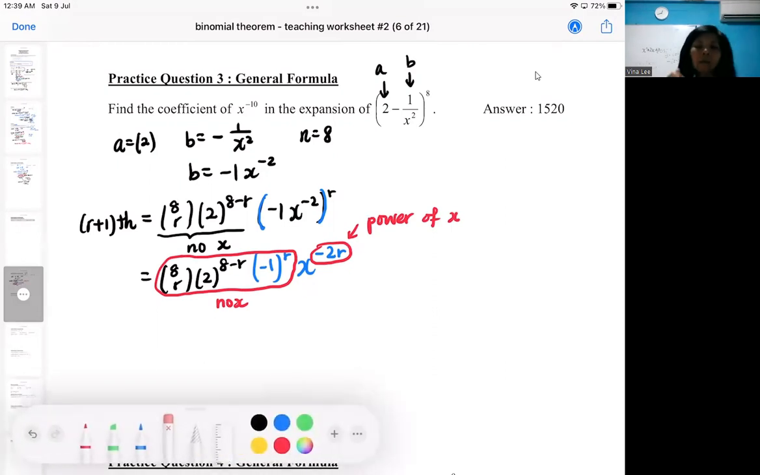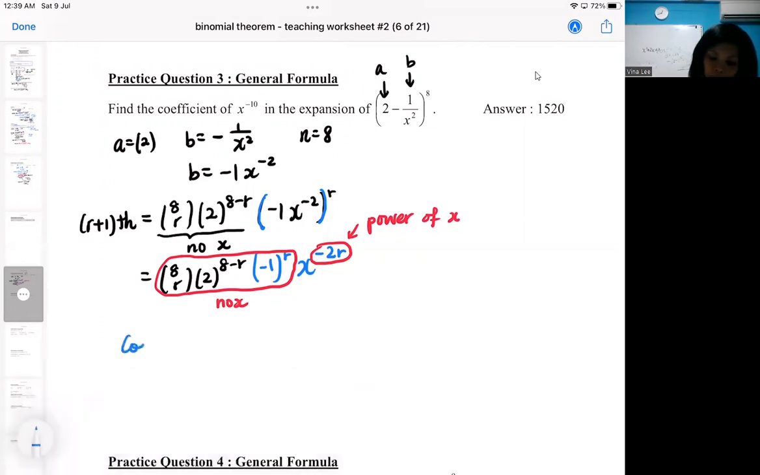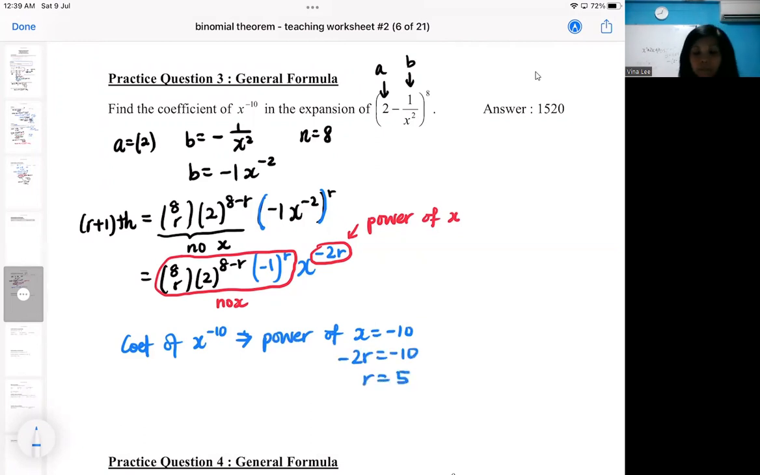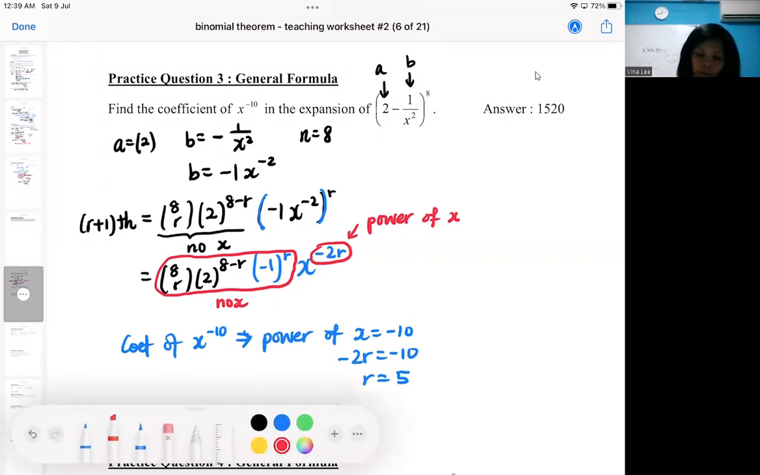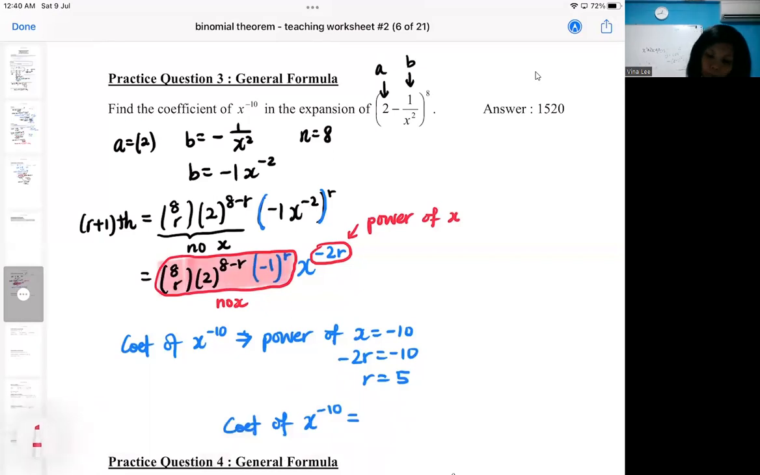So remember, it is x versus no x. So if I would like the coefficient of x to the power of minus 10, that means the power is minus 10. Very logical. And your power is minus 2r. So your r is equal to 5. So what is the coefficient? Put it into the part that has no x. So I'm going to put it here, and then I will punch the calculator.